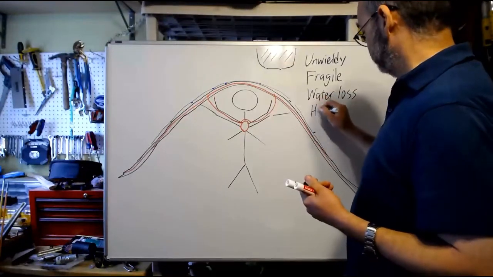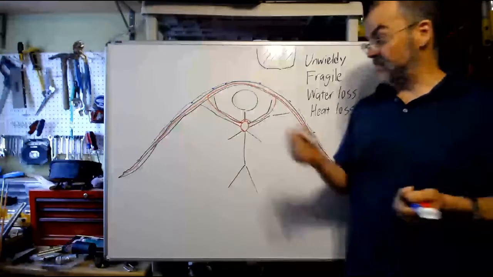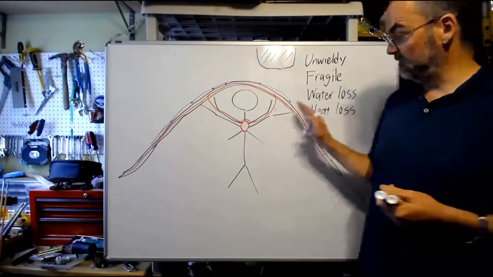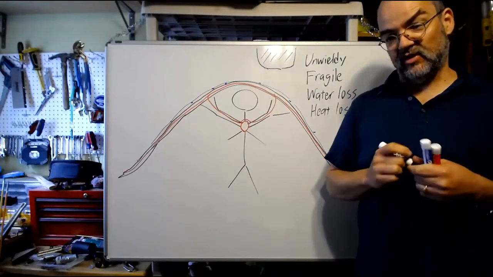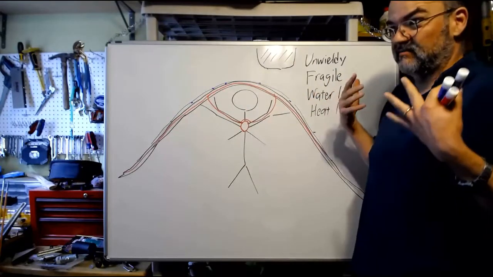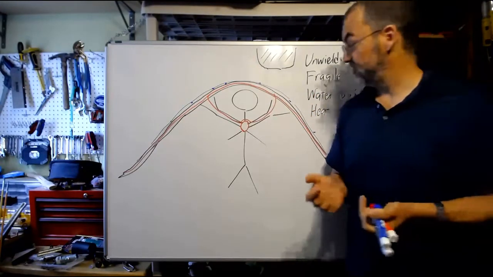Another, heat loss. You've effectively made yourself a blood radiator. All of that thin layer of blood out there is radiating heat out to the environment. So you're going to basically take on the same temperature as the environment very quickly. Your blood will, at least.